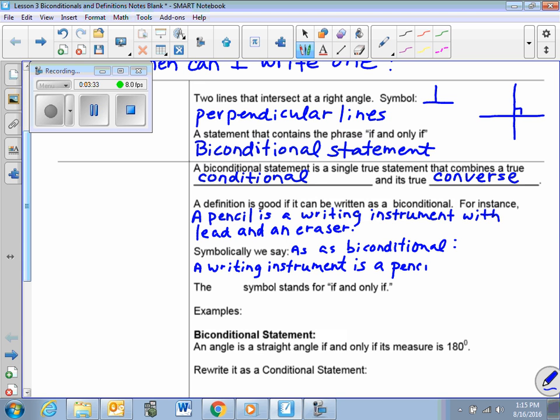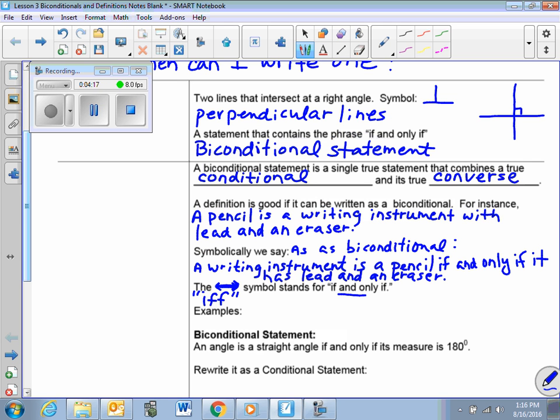And remember, it's got to have if and only if to be a biconditional statement. A writing instrument is a pencil if and only if it has lead and an eraser. Okay, and we use two symbols for if and only if. We might use this symbol, a thick line that's got arrows on both ends. That would be if and only if. And then sometimes you'll see it written like this, IFF, if and only if.